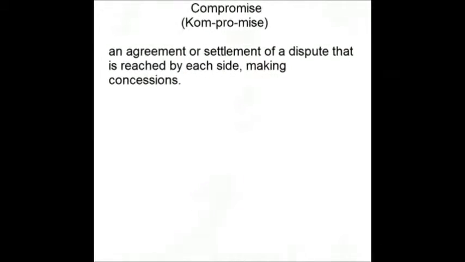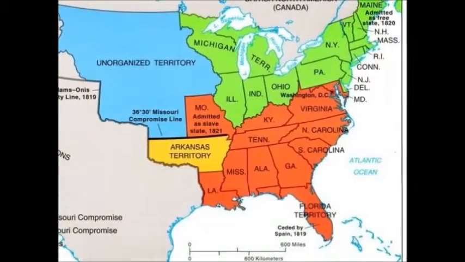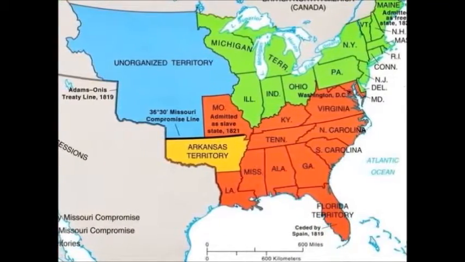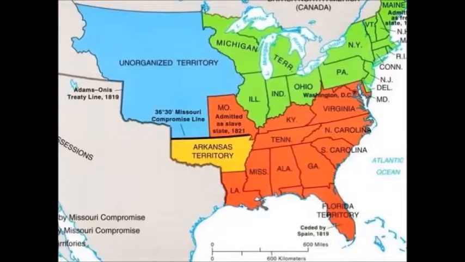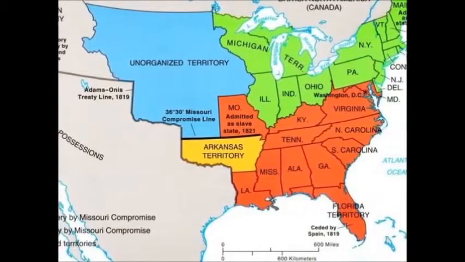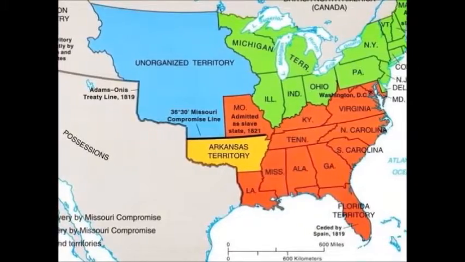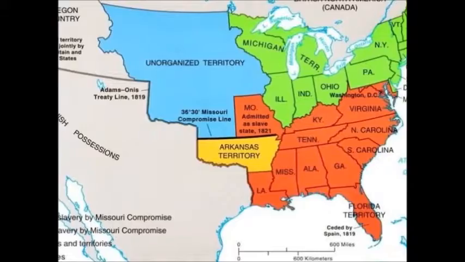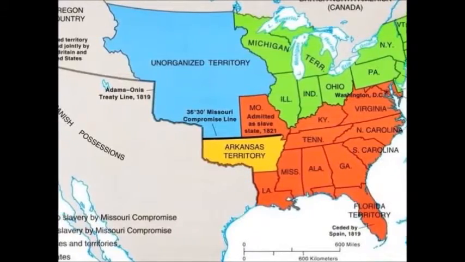A compromise is defined as an agreement or a settlement of a dispute that is reached by each side making concessions. In 1820, the first compromise was made in our country, called the Missouri Compromise. After the Louisiana Purchase from the French, there was a lot of land to the west. Missouri had applied to become a state in the Union and wanted to be a slave state. We already had an equal number of slave and free states. Something had to be done.